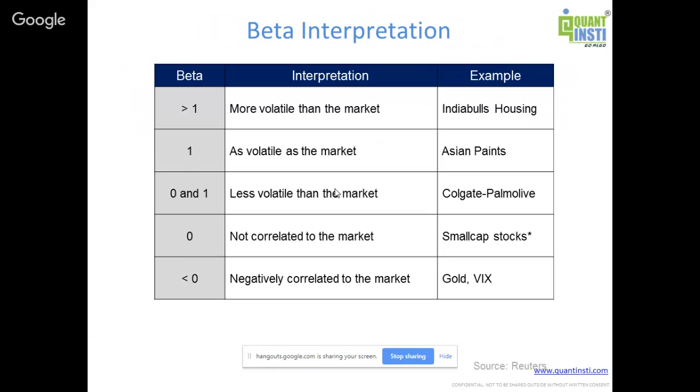Whether the market is doing well or badly, they will do whatever they want to do. It's not related to the market. And the last category is negatively correlated to the market. So for example, gold and the volatility index, VIX, which is also known as the fear index. Typically, whenever the market falls, the VIX index typically shoots up because there's a lot of fear in the market. And there is gold, because if there is something which is not right, for example, if there is a world war, all the equity indices will crash, but the prices of gold will go up because it is considered a safe haven. So this is the interpretation of beta.